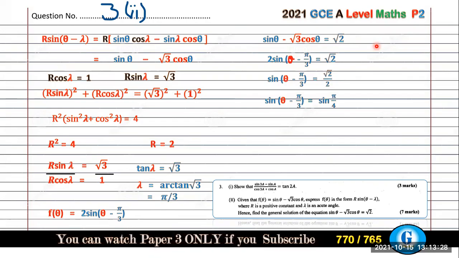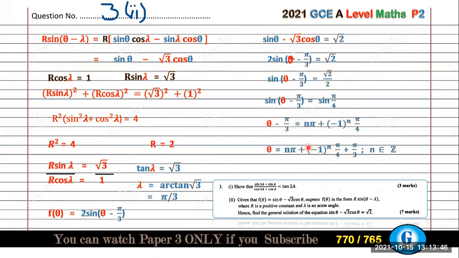So how do you solve the equation sine A equals sine B? For sine A equals sine B, we will have the general solution: theta minus pi on 3 is equal to n pi plus minus 1 to the power n times pi on 4. And our theta now will be equal to n pi plus minus 1 to the power n pi on 4 plus pi on 3, where n is an element of the set of integers Z. So this is our general solution for this given question. Take a good look at it.